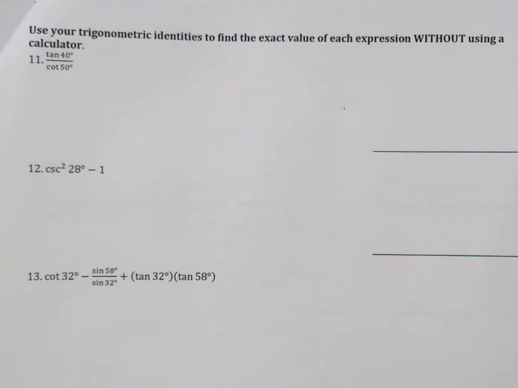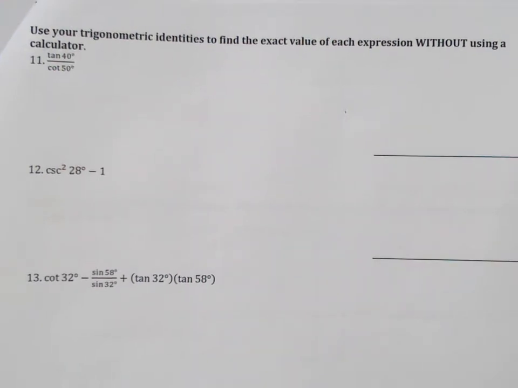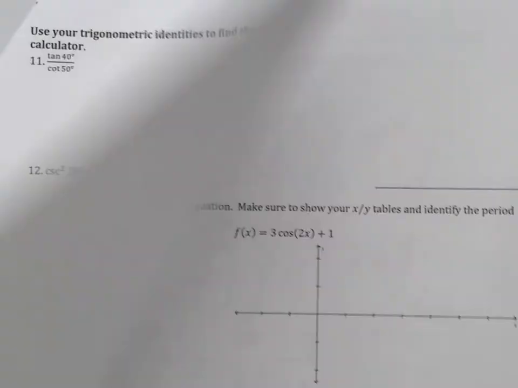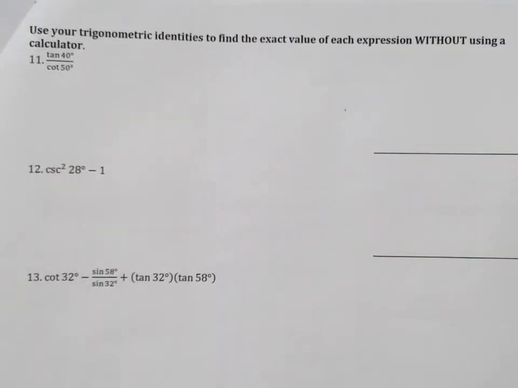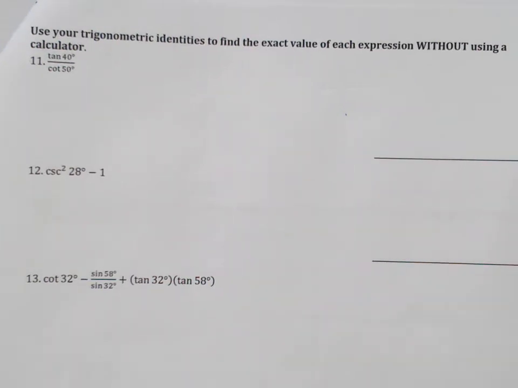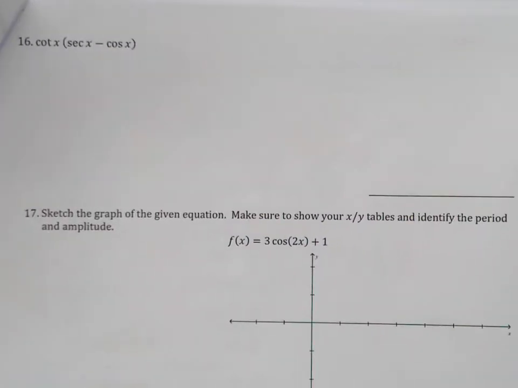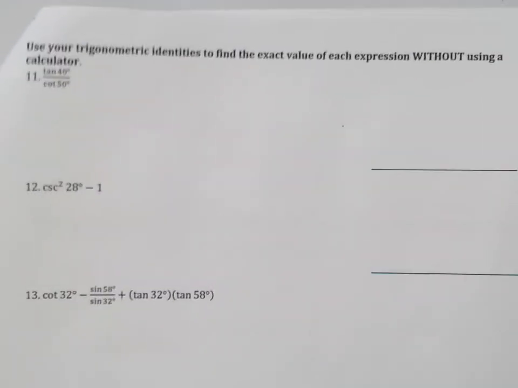So I highly recommend if you guys don't have these identities memorized at this point, make flashcards. Even though this is going to be a little bit different, I still recommend you try to memorize them because it will make the process easier. You'll be able to see how to solve it easier if you know what's going on. So that's my recommendation for this section. I think we're going to do 11 through 16. Yeah, we're going to do 11 through 16.